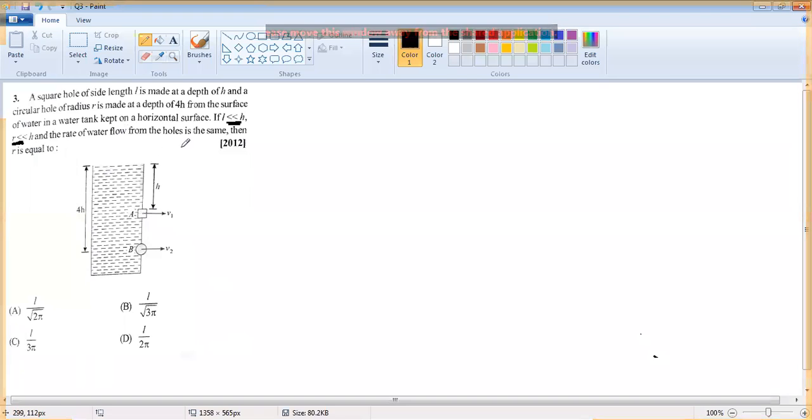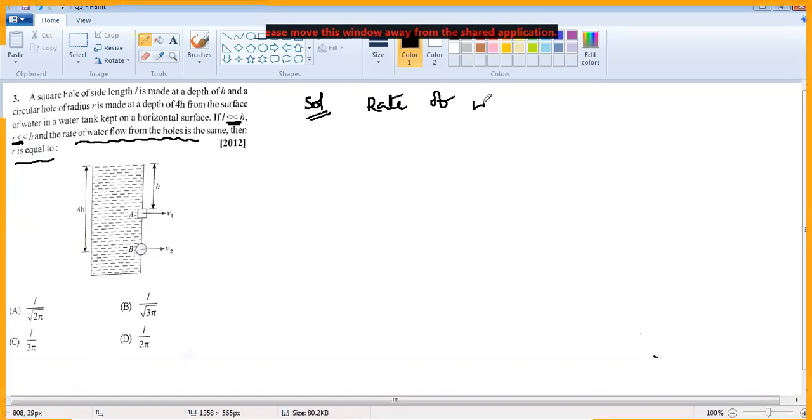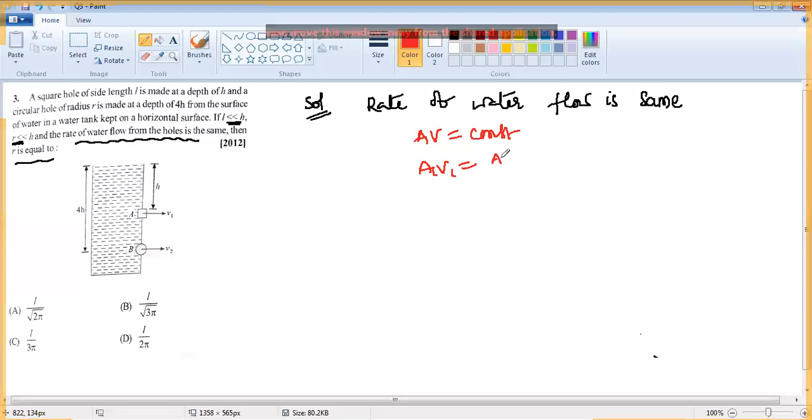And rate of water flow from the holes is same. This is the important point. Rate of water flow in the holes is same. Then r is equal to? So what is the important concept here? Rate of water flow. So rate of water flow is same means AV is equal to constant. So A1 V1 equals A2 V2.